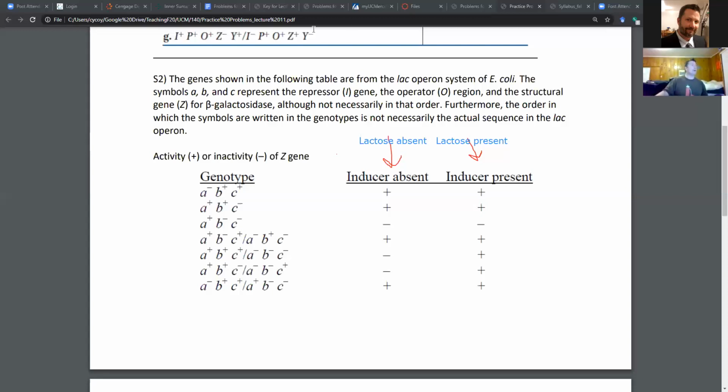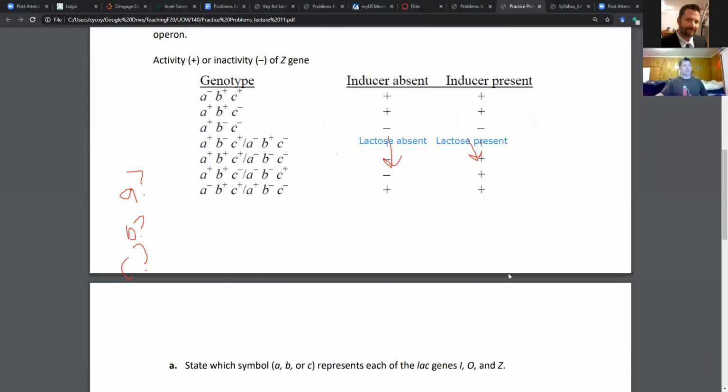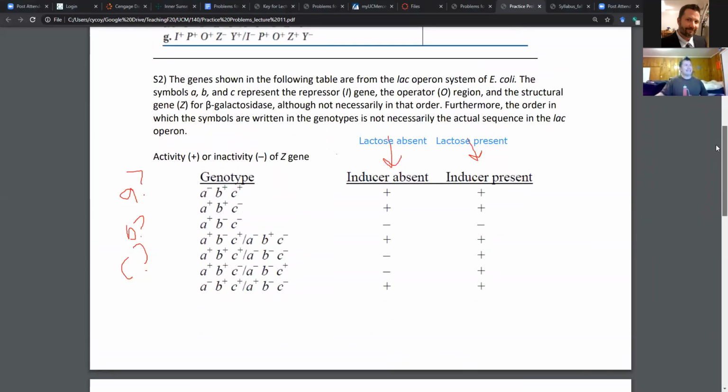Okay, great. So now our job is, what is A, what is B, and what is C? If you scroll down just a little bit, the next part of the question, which is on the next page, lets you know that one of them is I for the repressor, one of them is O for the operator, and one of them is Z for the actual gene, beta-galactosidase. We can kind of guess that, but by giving you that, it helps out a lot. Okay, so how do you do this?